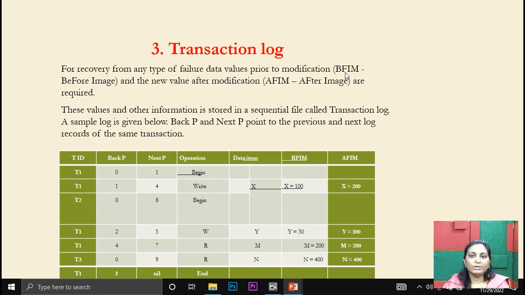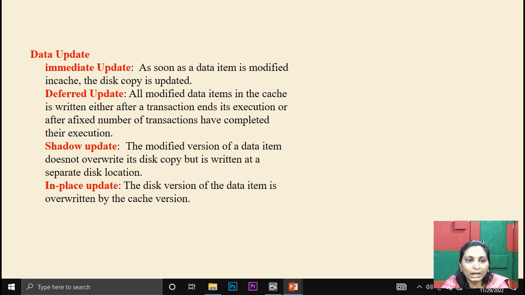Before image and after image, that is before modifying and after modifying. Before modifying, x has the value 100. After transaction T1 completes, the value of x is 200. Now the database has the value 200. Okay. Now the data update. In data update there are 4 updates.